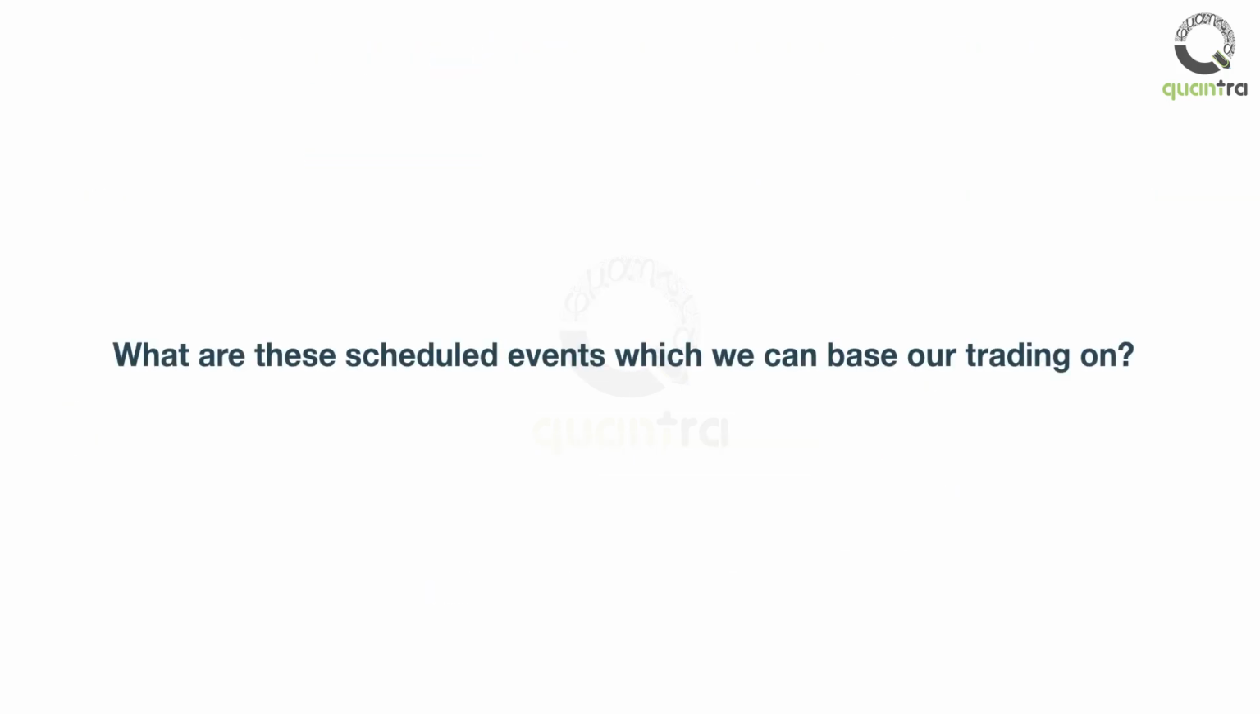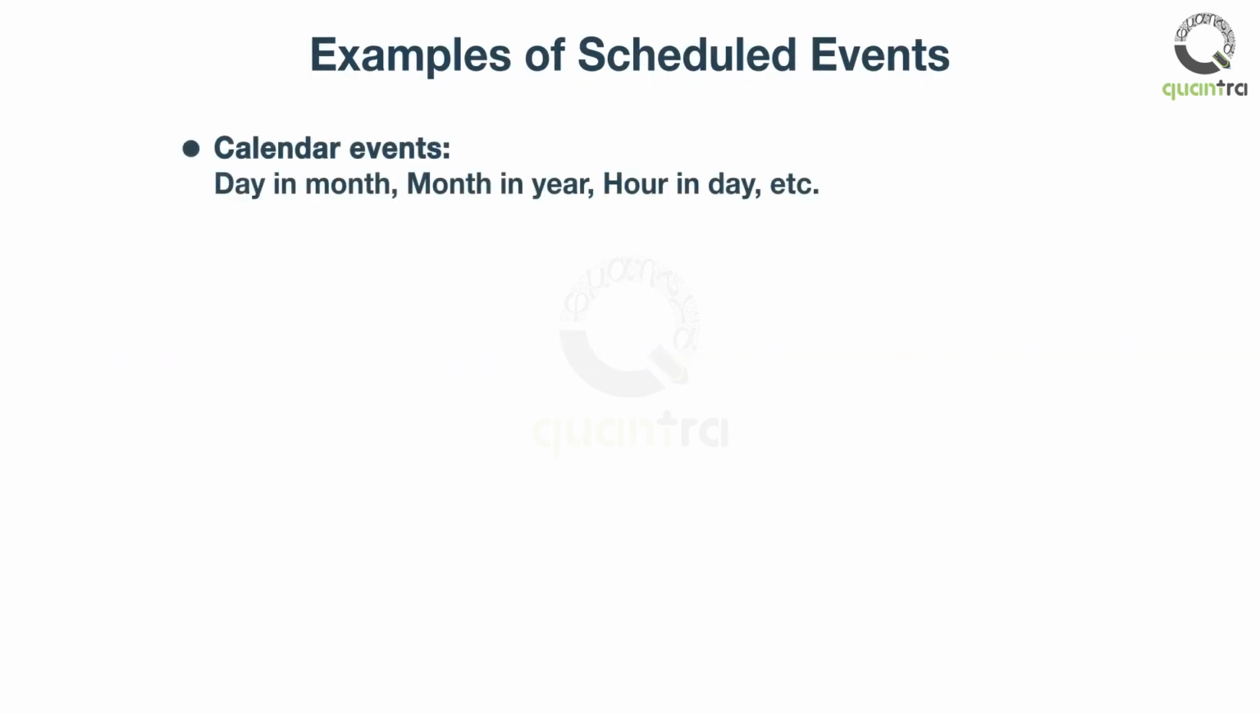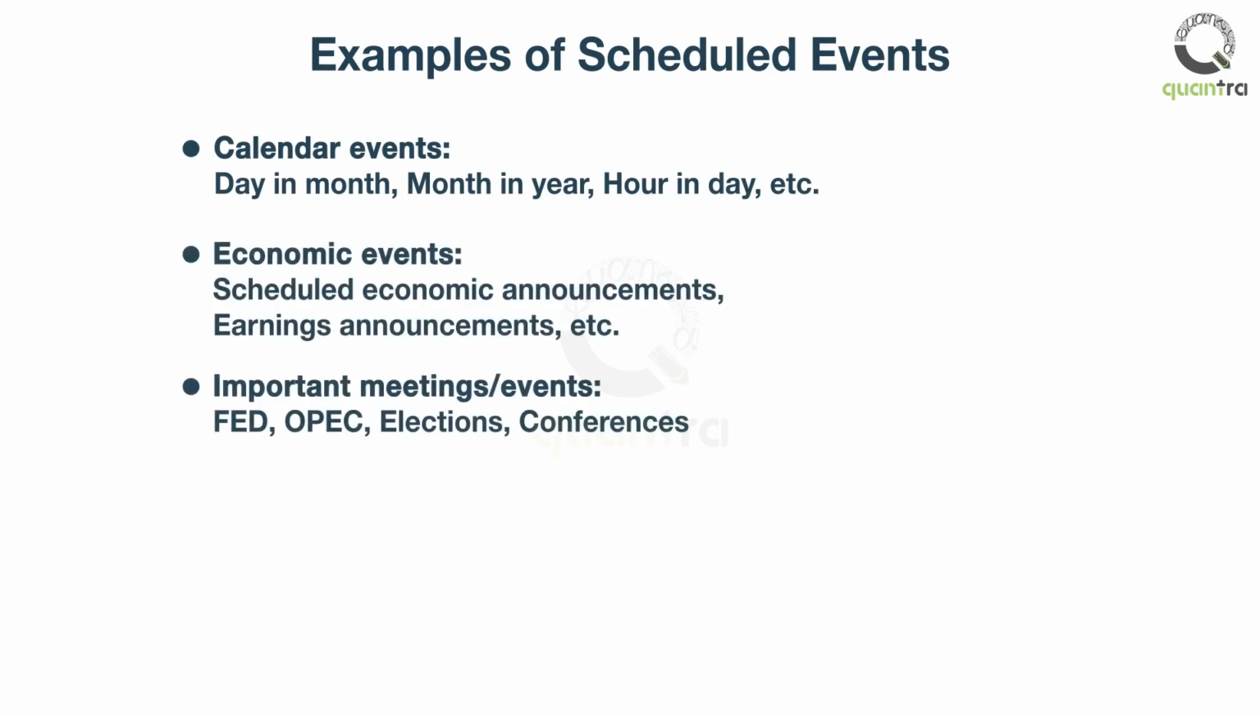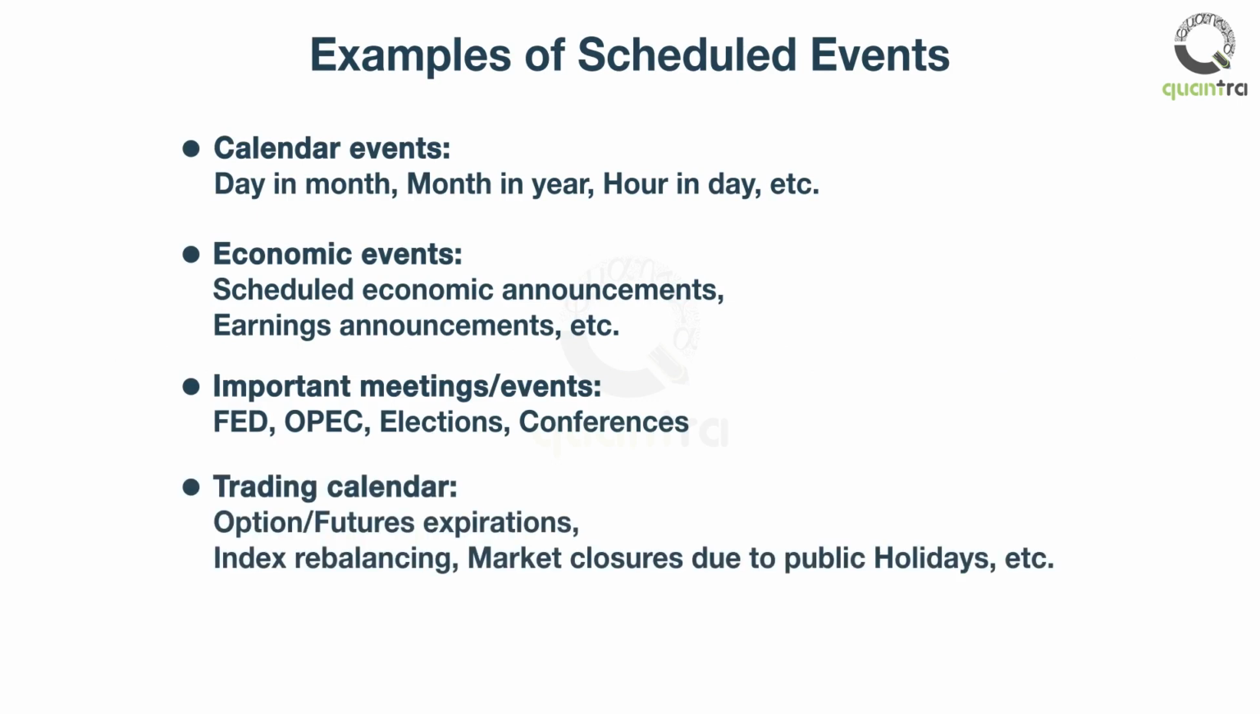But what are these scheduled events, which we can base our trading on? There are many repetitive events that have a significant impact on market prices. It can be various periodic economic announcements, public events, holidays, elections, etc. It could also be events of a more technical nature, expirations of options, rebalancing of indexes, etc.